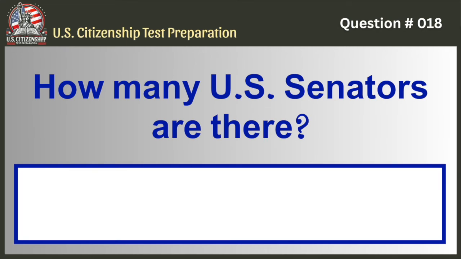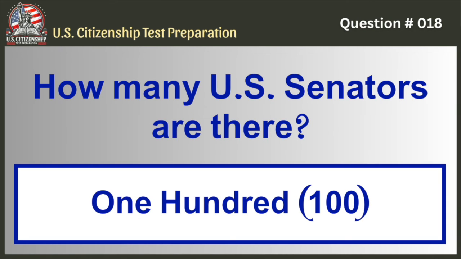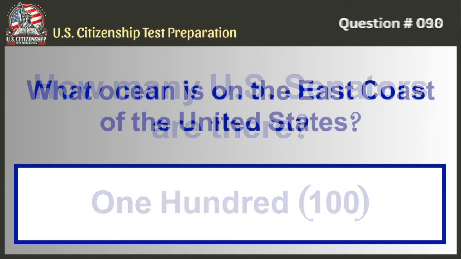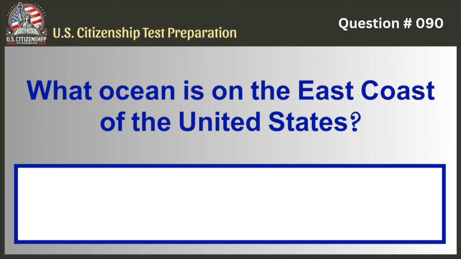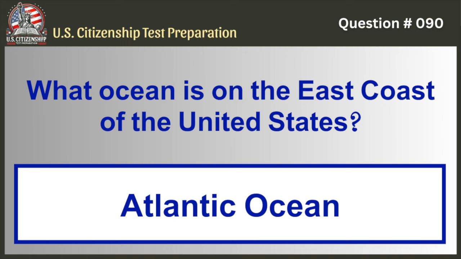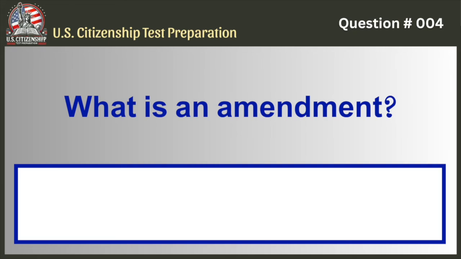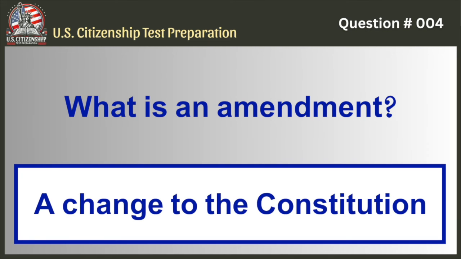How many U.S. senators are there? 100. What ocean is on the east coast of the United States? Atlantic Ocean. What is an amendment? A change to the Constitution.